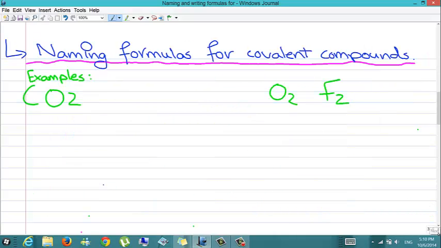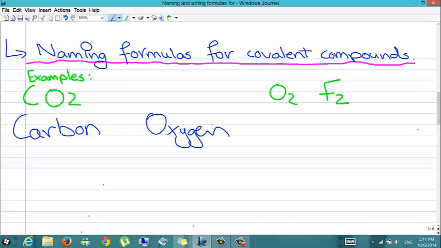Now let's go for our first exercise. Now we need to name those formulas. First of all, you need to mention the elements that those symbols stand for. So C stands for carbon. O stands for oxygen, so we write oxygen.